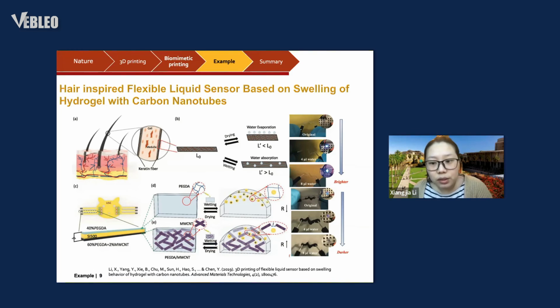Based on this principle, we developed the liquid sensor with the capability of detecting the position and the direction of liquid leakage. And this liquid sensor shows remarkably high sensitivity and a quick response. It opens the perspective for designing 3D printed sensors with special distribution of material to achieve anisotropic sensing properties.